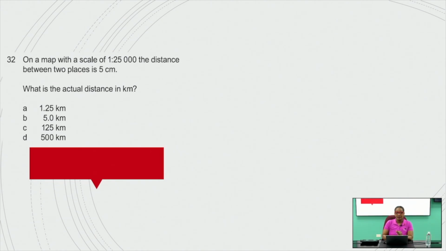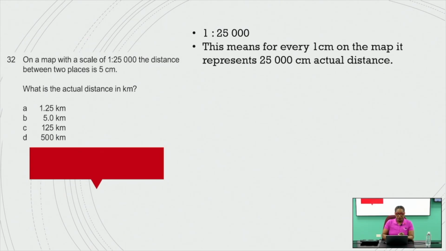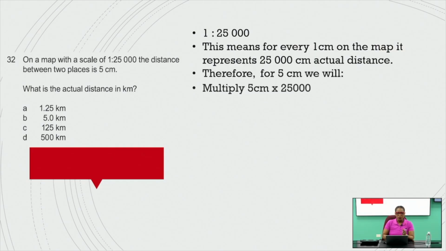When you see 1 to 25,000, it simply means that 1 centimeter on the map represents 25,000 centimeters in actual life on real land. All right, so what do we need to do here? We want to see how much the 5 centimeters represents. And the 5 centimeters will be multiplied by the 25,000, which gives us 125,000. So that's the actual centimeter distance on land.